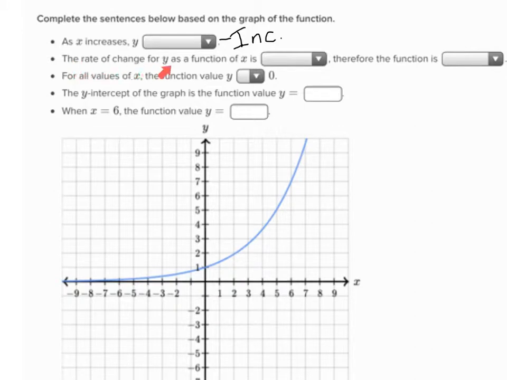The rate of change of y as a function of x is increasing. See, the rate of change is going which way? Up. Therefore, the function is also increasing. Let's read the third one.